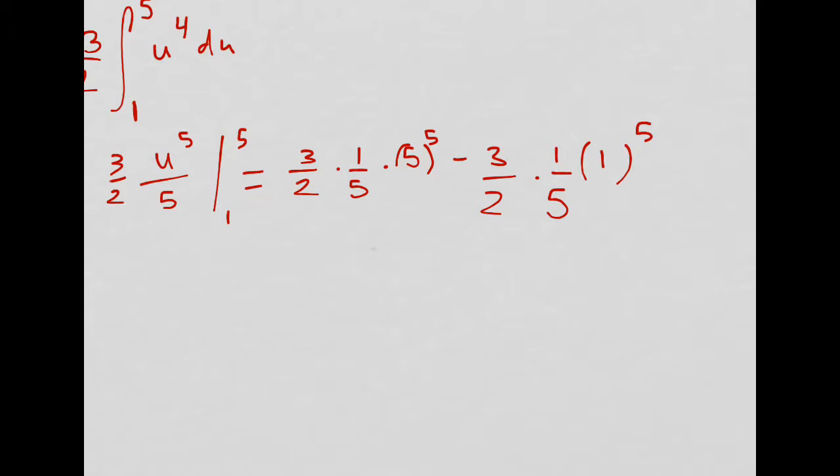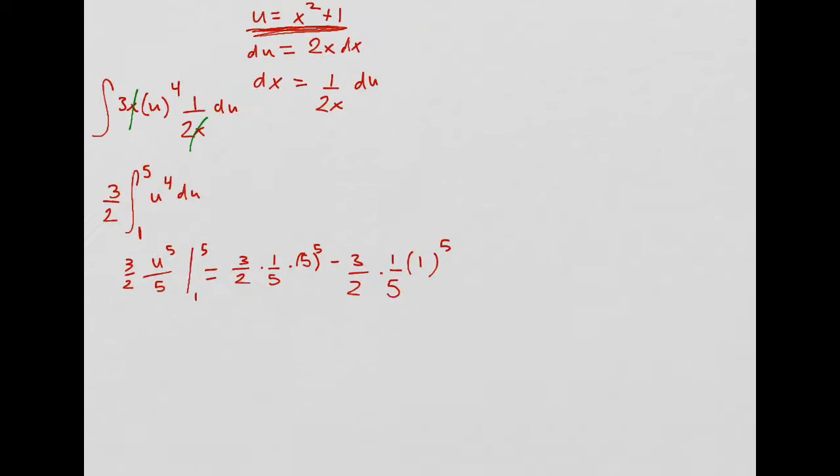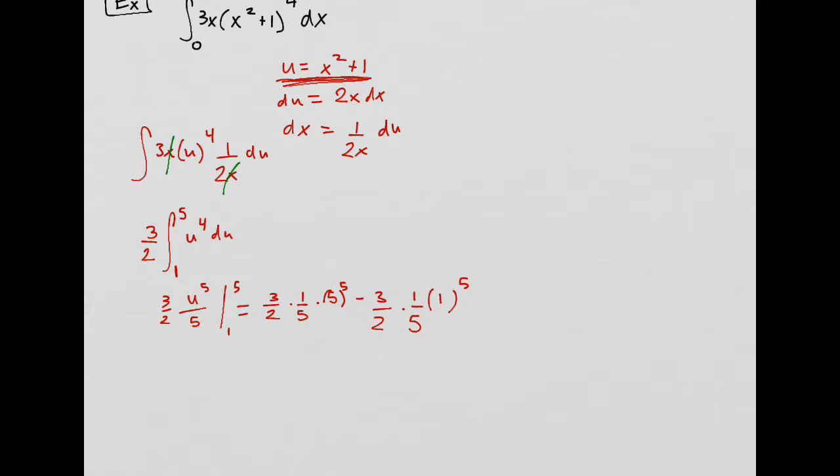You could do it this way where you change the limits of integration. Or you could have just written down your antiderivative and then plugged in your u again. Then you wouldn't have to change limits of integration. Do you guys know what I'm saying when I say that? Yeah. So there's two ways to do it. You can change the limits of integration like we just did, and evaluate it from 1 to 5. Or you could just plug in what you had for u and then use the x limits of integration. Any questions on that?